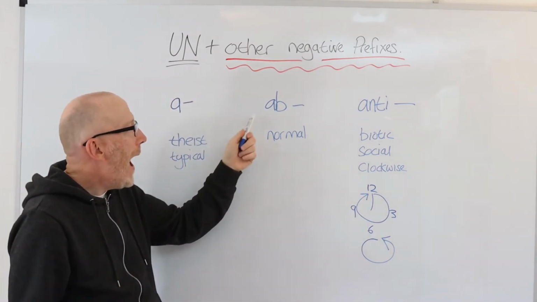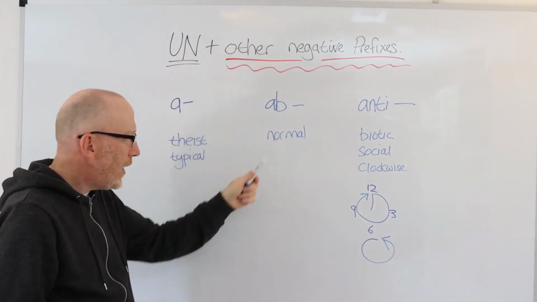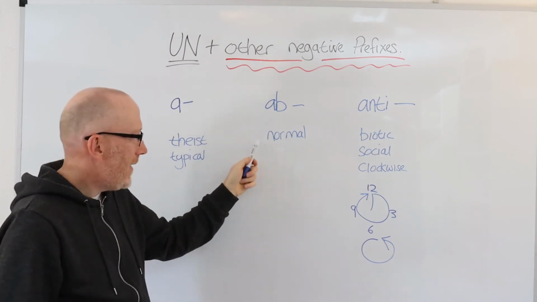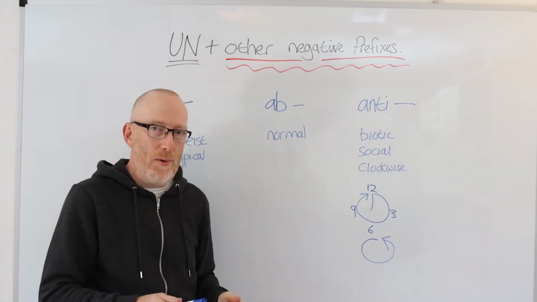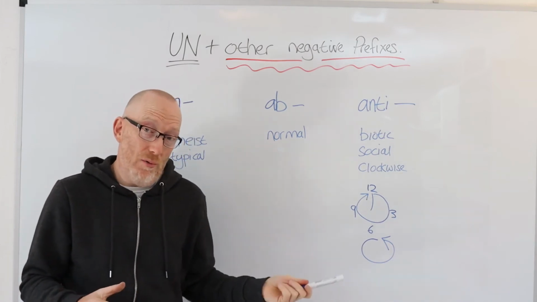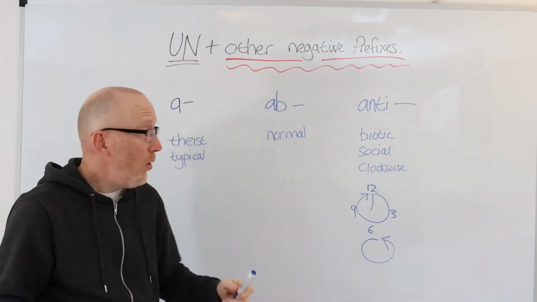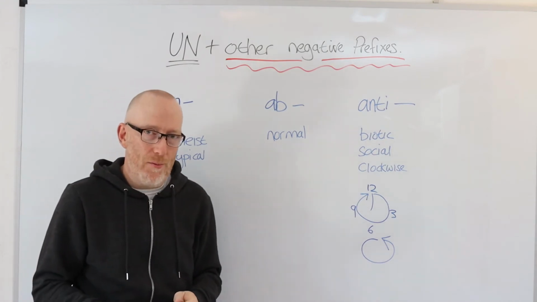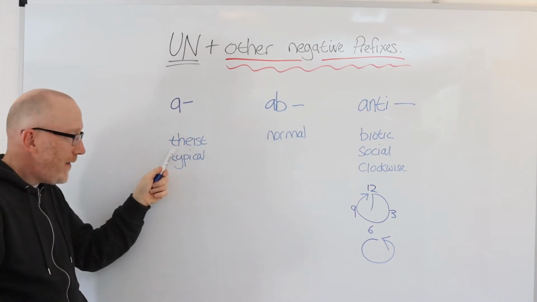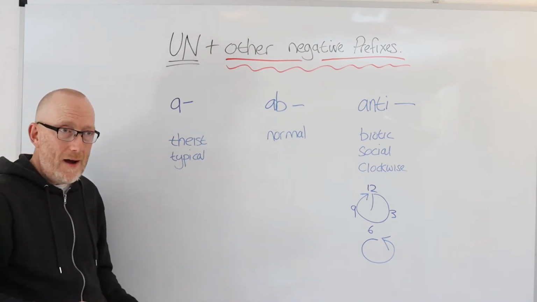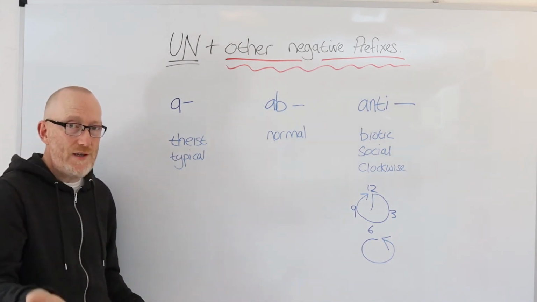Okay, ab. And I can only think of one word for ab, and that's abnormal. So we either have something that is normal, or it's not normal. Yeah, if it's not normal, we can just say it's abnormal. And then we have a. If I am an atheist, that means I am not religious.